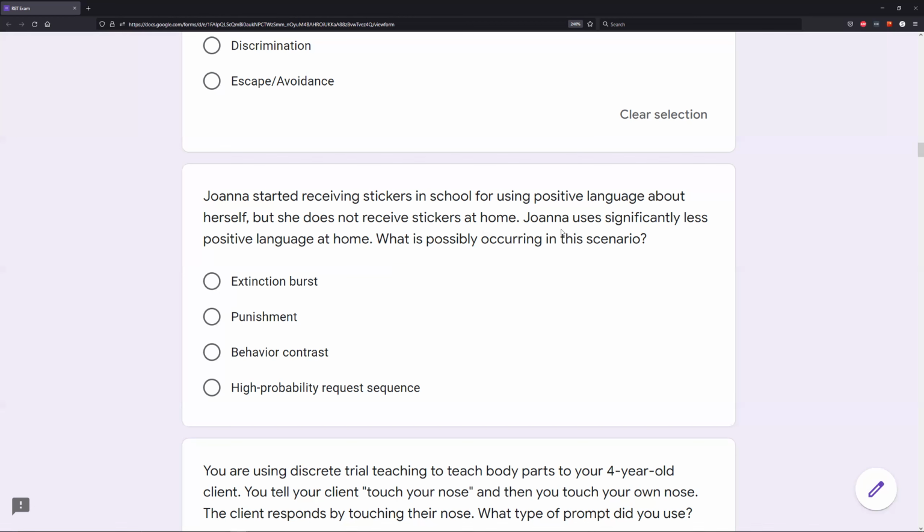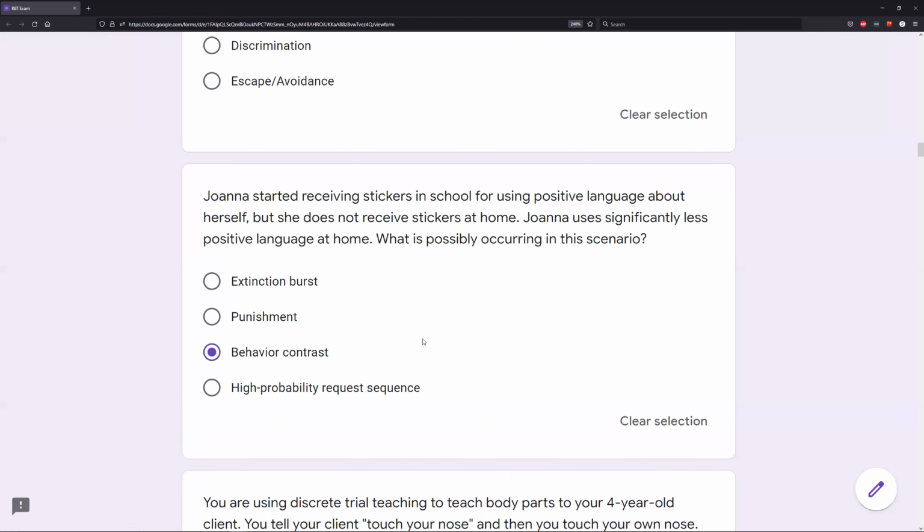Stimuli is not being added in the home environment. That's the key, right? In school, she's getting all this positive reinforcement. At home, nothing is changing. There's no extinction, there's no punishment, nothing, okay? Behavior contrast, yes, okay? Behavior contrast is when a behavior occurs at different rates in different environments. So in one environment, the behavior occurs at high rates. In another environment, the behavior occurs at much lower rates.